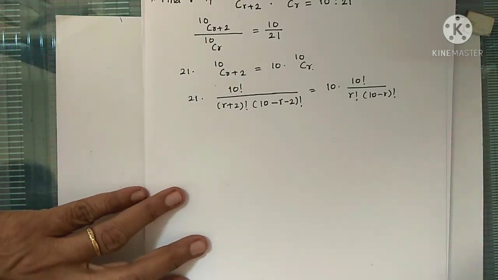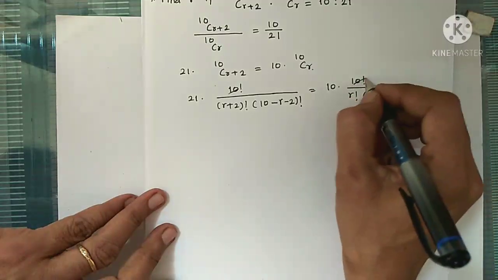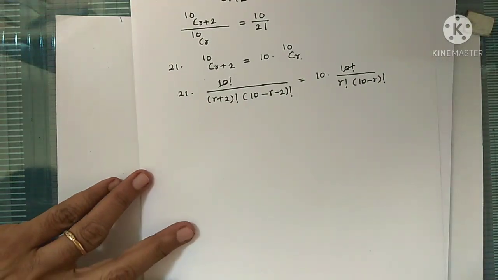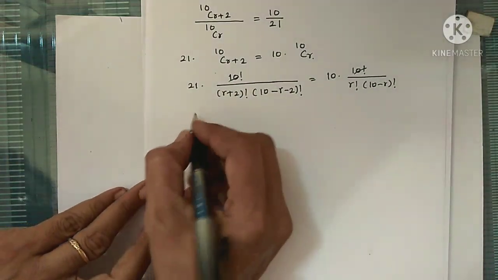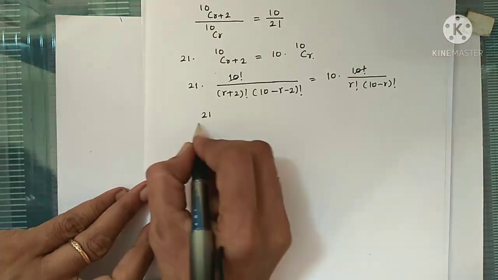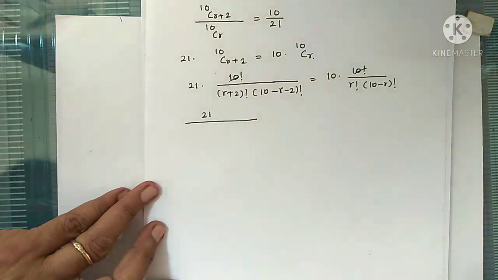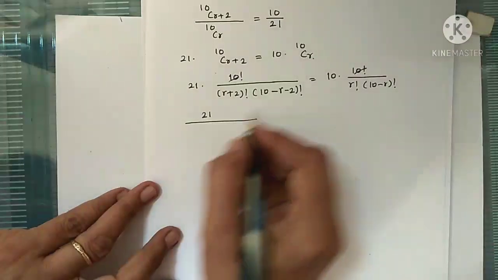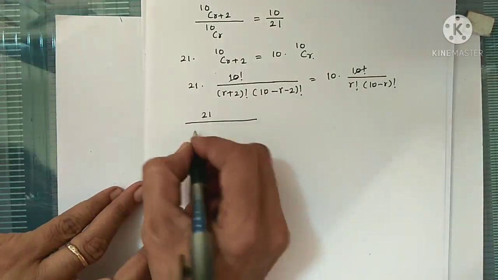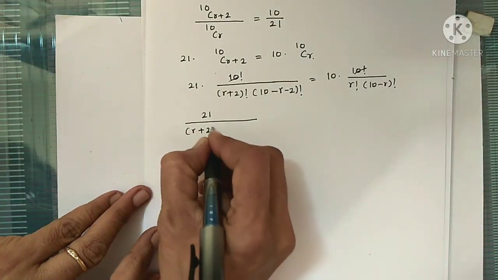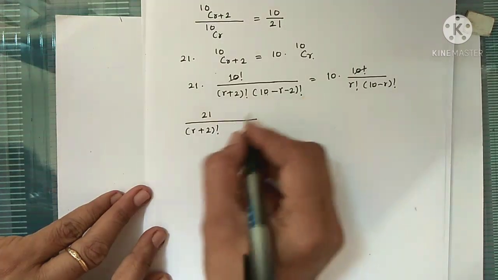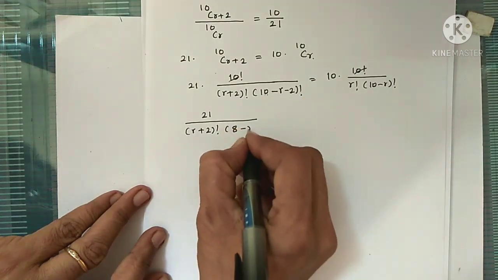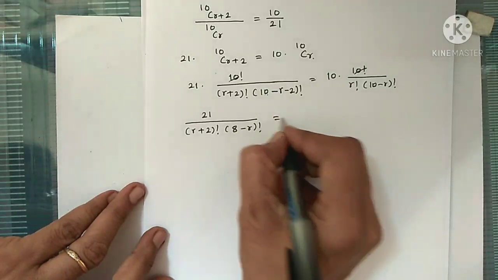Now this 10 factorial gets cancelled from both the sides. Now we have to compare the terms, and we have to write one of the factorials in terms of the other factorial. First let's write this 10 minus 2. This is r plus 2 factorial. 10 minus 2 is 8. So this is 8 minus r factorial.